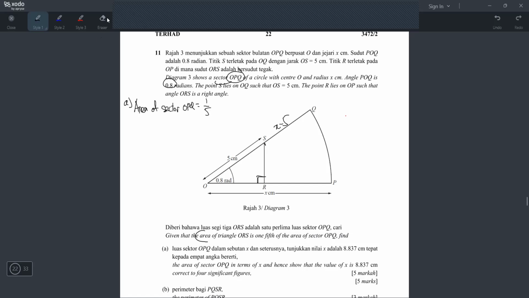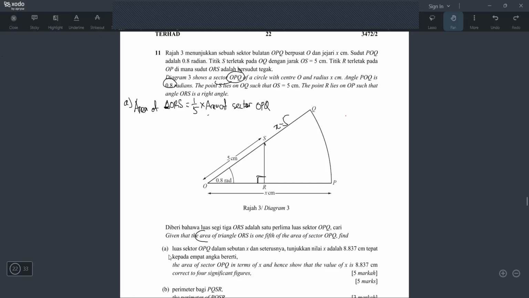Sorry, area of triangle ORS. So the area of triangle ORS is 1/5 of the area of sector OPQ. This is the information.